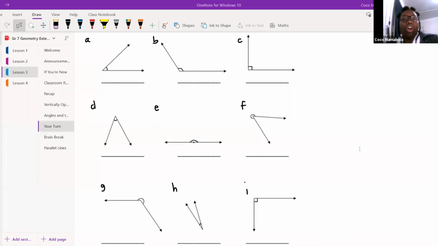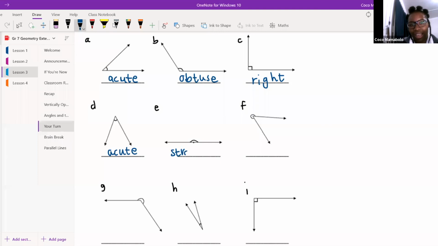Sure. All right, guys. So I'm going to go through the questions quickly because it's getting quite late, and you guys need to give yourself a mark out of 9 at the end. Okay, so the first one is acute. I hope you guys are marking. This is an acute angle. This one is an obtuse angle. This is a right angle. Another acute angle. This one is a straight line. This one is a reflex angle. This one is also a reflex angle. This is an acute angle and a right angle.